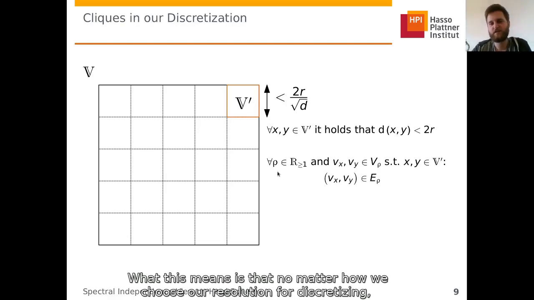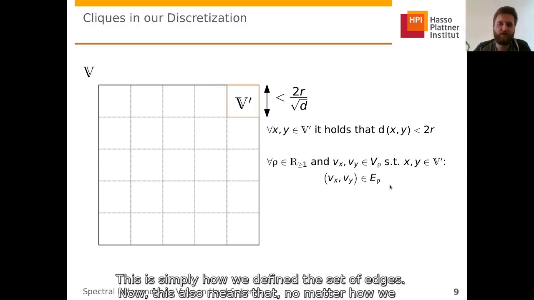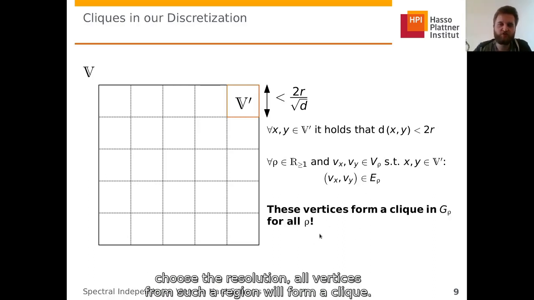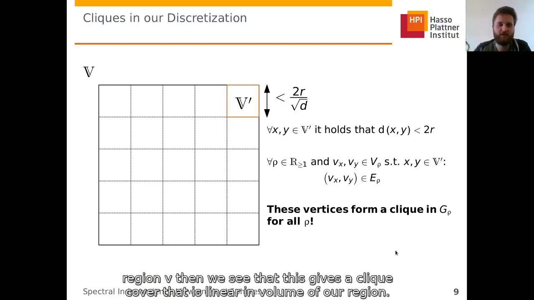Now what this means is that no matter how we choose our resolution for discretizing, every pair of vertices that come from such a region will have an edge in between. This is simply how we define the set of edges. And now this means that no matter how we choose the resolution, all vertices from such a region will form a clique. And if we simply count the number of such regions that we need in order to cover our original region V, then we see that this gives a clique cover that's polynomial in the size of our region and the volume of our region.